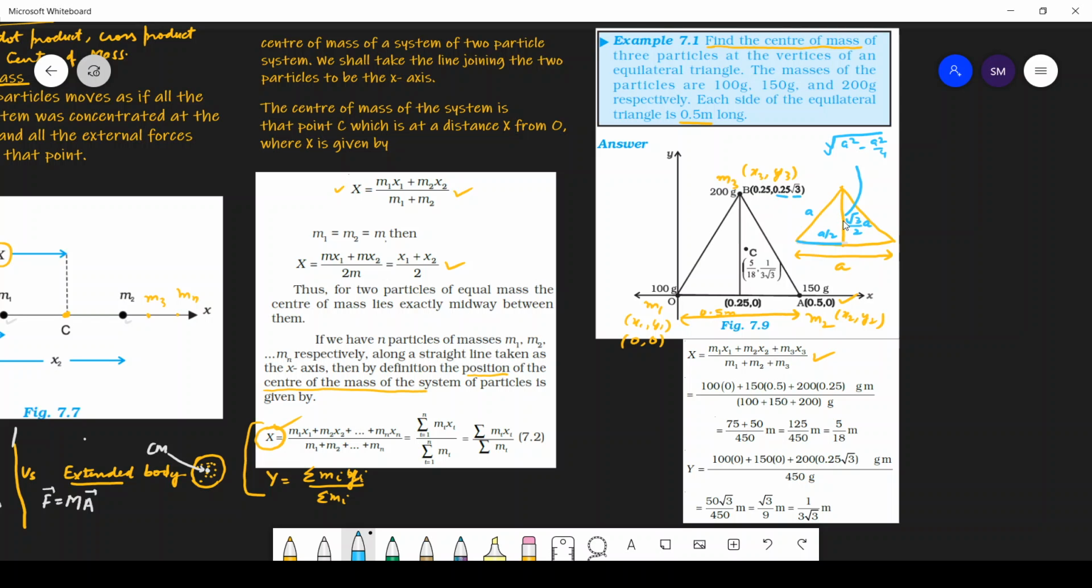So this is this coordinate, y coordinate, and the x coordinate is the same. This x coordinate is half of the length, that is 0.5. So this is 0.5, this length a by, because this 0.5 centimeters, so half it is 0.25. So these are the coordinates, 0.25 and 0.25 root 3. So that's root 3 by 2a.